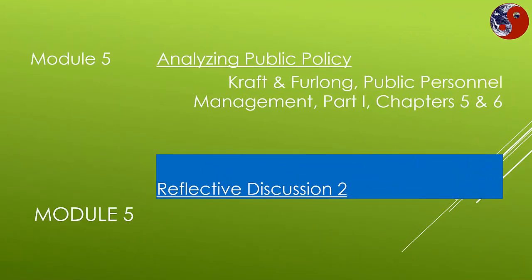For this module, we will continue analyzing public policy issues. In Chapter 5, we will look at public policy problems and policy alternatives. Then in Chapter 6, we will assess these different alternatives. There is also a reflective discussion due at the end of this module.